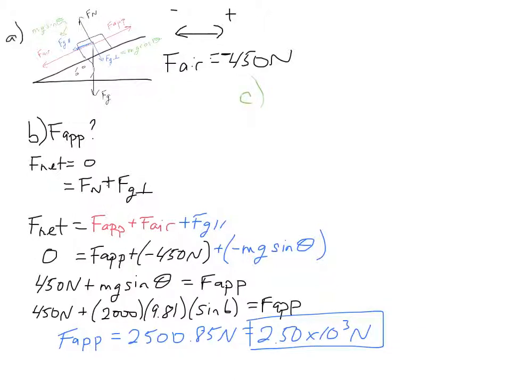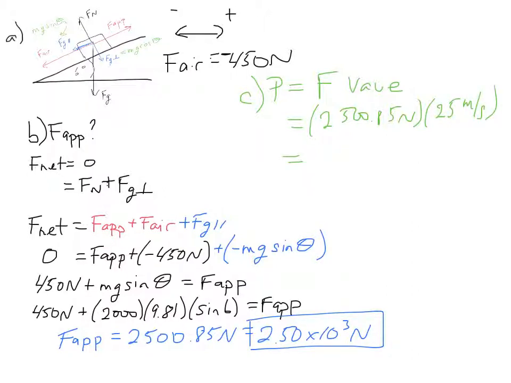For C, because we know that the motor of the car is applying a constant force, we can say that the power is going to be equal to that constant force times the average velocity. We just calculated our constant force, which is 2500.85 newtons, and the question gave us our velocity, and our velocity is 25 meters per second. So when we multiply those together, we are going to get 62521.2 watts, which we can say is the same as 62.5 kilowatts.